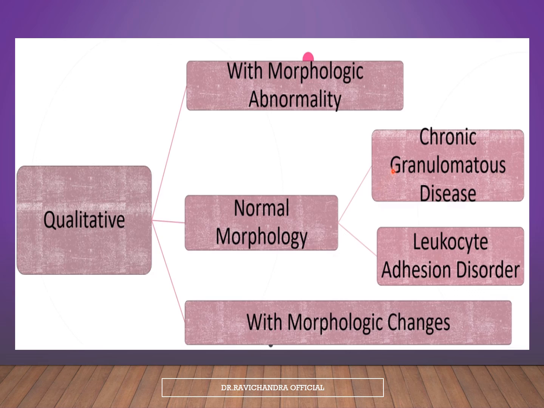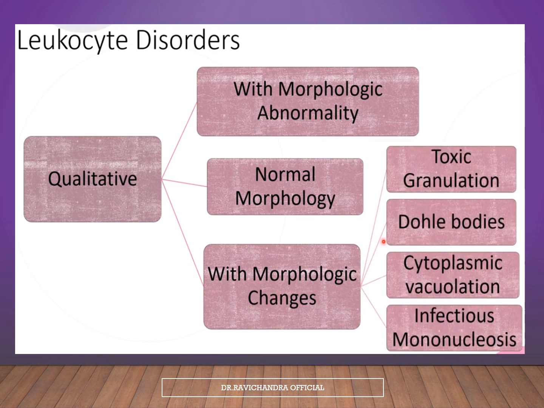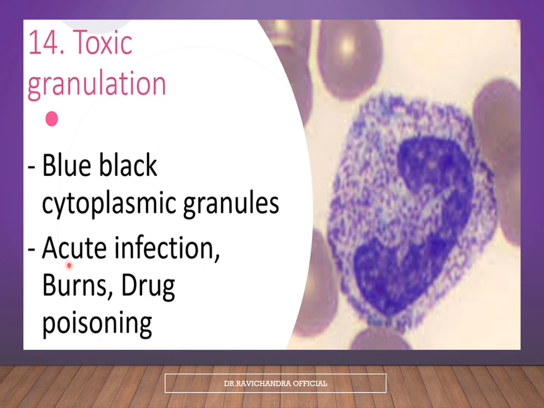Now we will discuss the qualitative defects of WBC abnormalities with normal morphology. There are two diseases, chronic granulomatous disease and leukocyte adhesion disorders. And leukocyte disorders, qualitative with morphological changes will be toxic granulation, Dohle bodies, cytoplasmic vacuolation, and infectious mononucleosis. Toxic granulation, there will be blue-black cytoplasmic granules in the neutrophil, and it is seen in very acute infections, burns, drug poisoning.